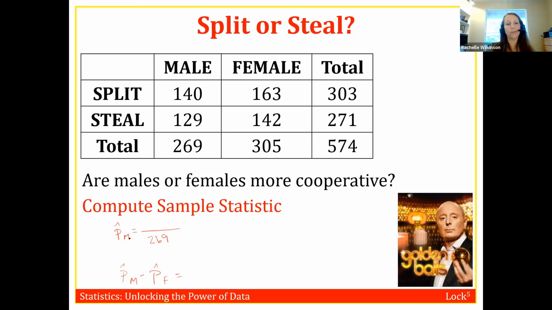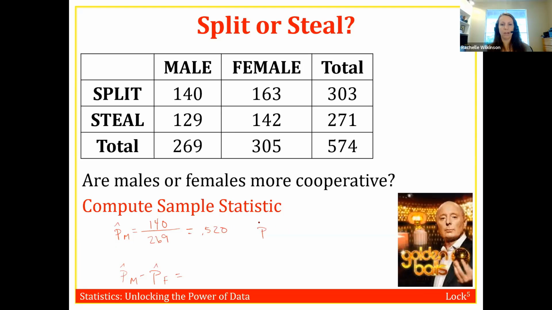And one thing that you might find helpful is if you use subscripts that go along with the groups, like here male and the other one female, then whatever you use for your subscript, that total is going to be your denominator. So this is males, so I'm going to use the total for males as my denominator. And then for the numerator, of course, I'm going to use the number of splitting males. So 140 over 269. So 140 divided by 269, I get 0.520.